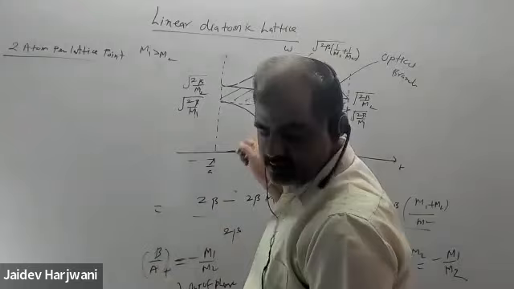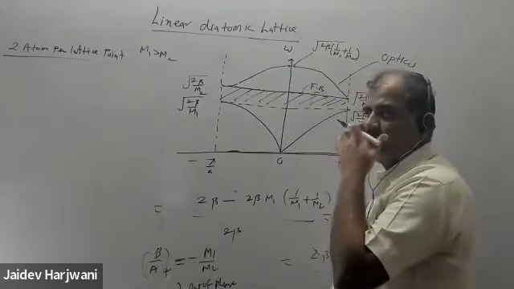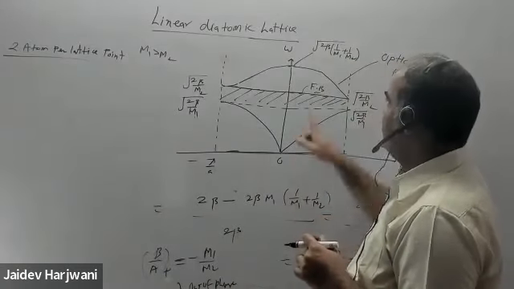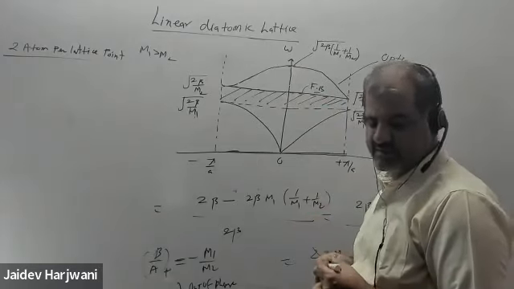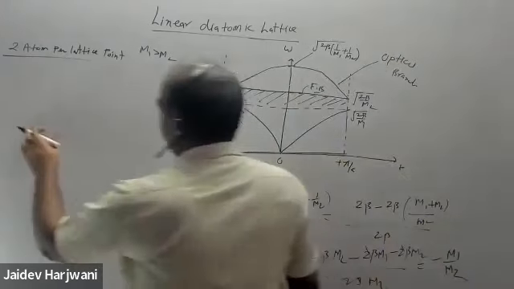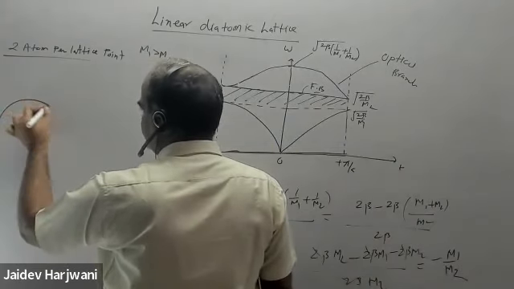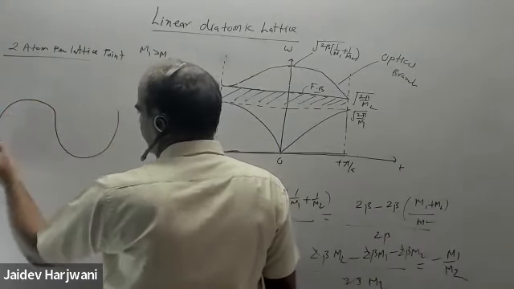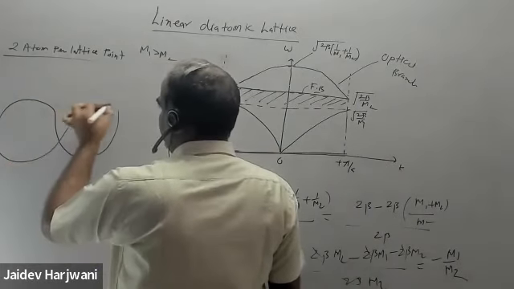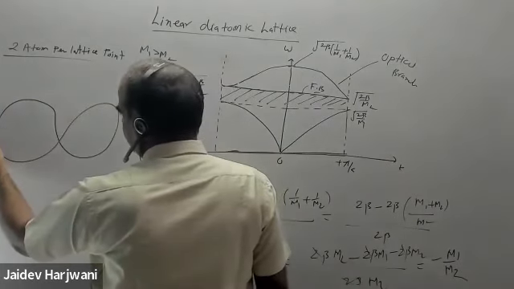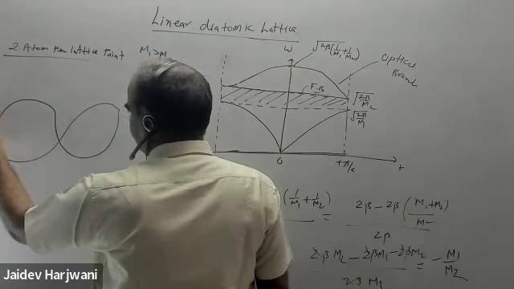This is near k equal to 0. Already in a monoatomic crystal we have seen that near k equal to 0 we form standing waves. Similarly here, if I want to represent my optical phonon, say this is my 0 line, this is a heavier atom.